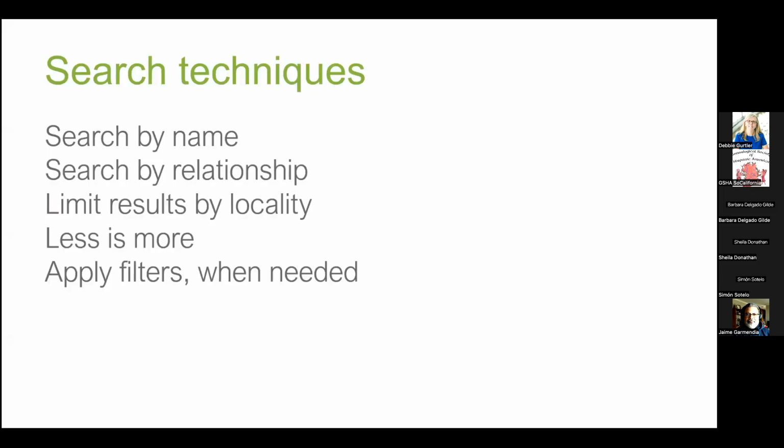I'm going to highlight a few search techniques that I hope will help you to have some greater success. Because new index records are added every week, always start by searching by name. You can also search by relationship. You can add a person and their spouse, or you can do a parent search and search for just the names of the parents. And you can also add some other relationships as well.